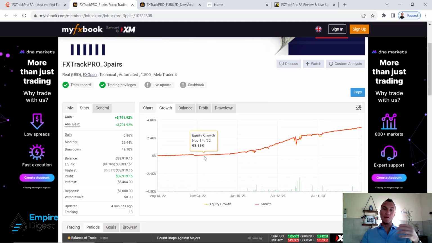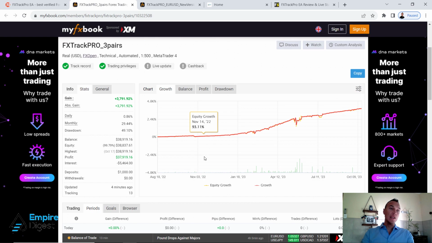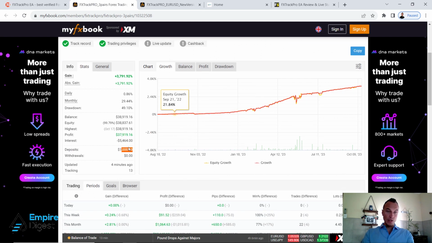I prefer live because then that means the owner or the creator, the developer of this website is actually putting his money where his mouth is. So if he's trying to sell you the FXTrack Pro, then he's investing in his own system, his own forex trading robot. In this case, the deposit they've made is $1,000 deposit into this specific account, which is fine.